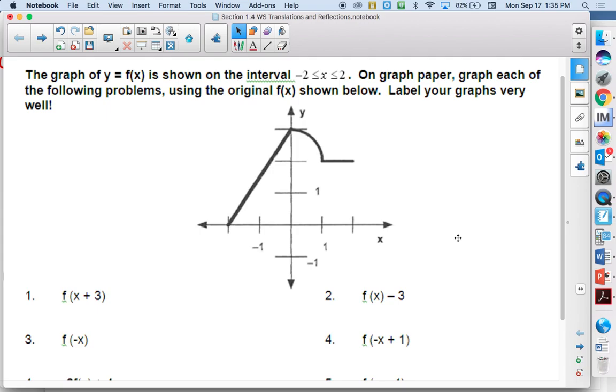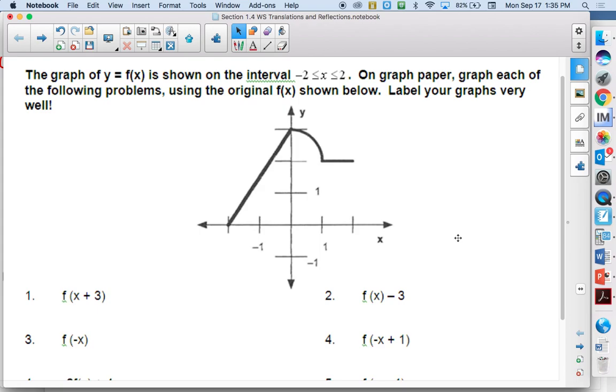If you don't label your graph, then have it in T-chart form, or some kind of little note: it starts at this point, it moves to this point, however you want to write it. But I do need to see the x and the y values, how they're transforming.